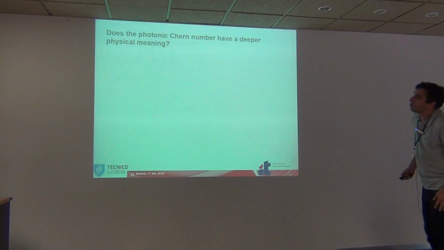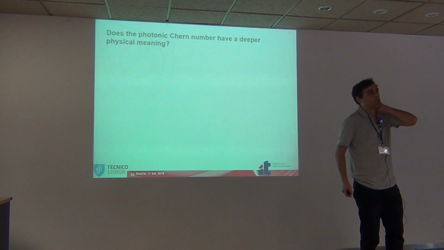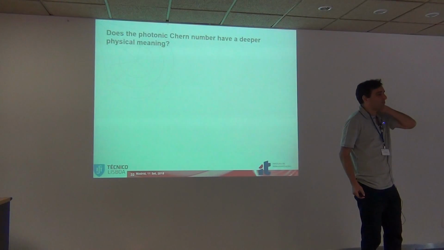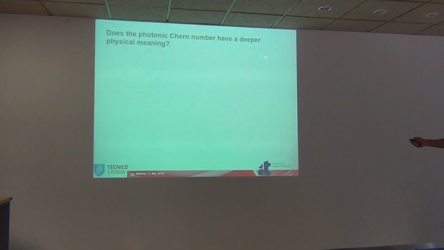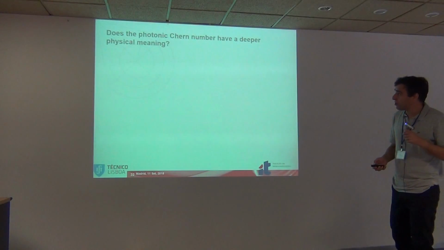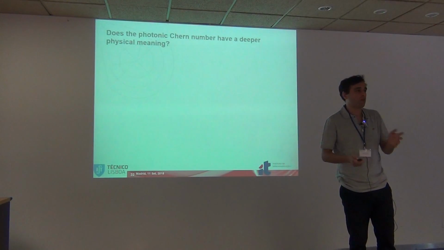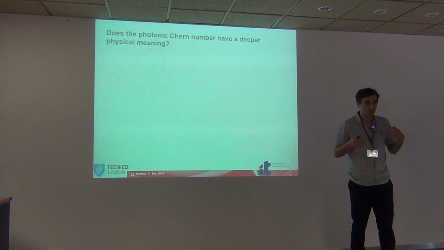The question I want to look at is this: the Chern number can count the number of modes. That's what people have been doing in the last 10 years. But I want to ask a different question: does this photonic Chern number have a different physical meaning, something more powerful? The motivation for asking this question is, if you are familiar with electronics, many of these concepts come from electronics.